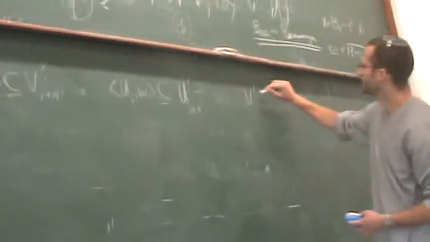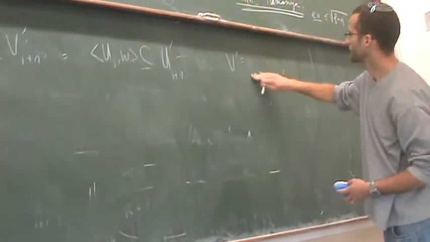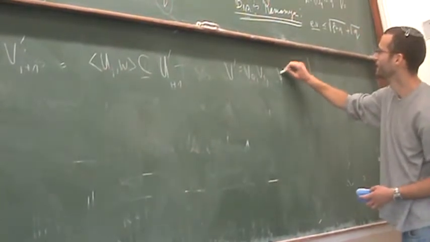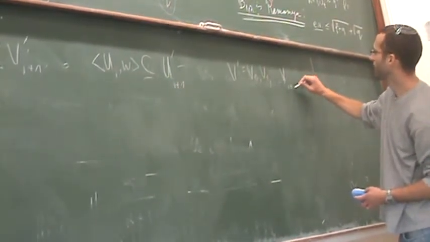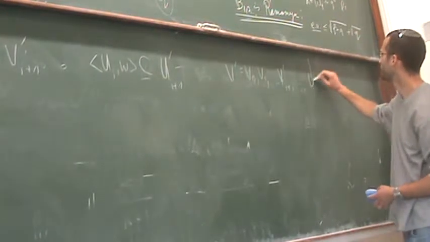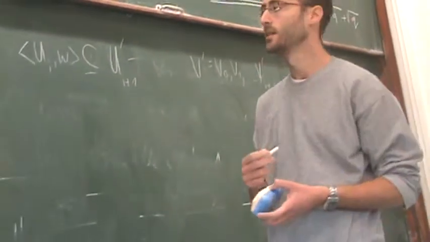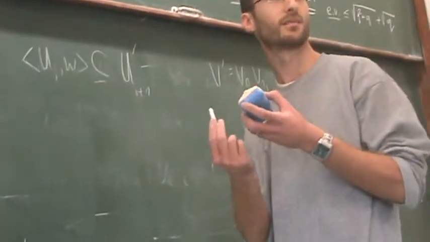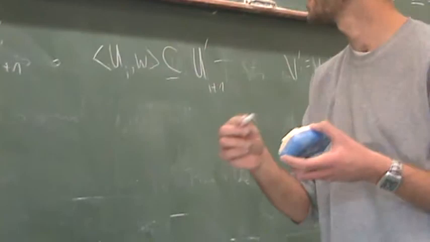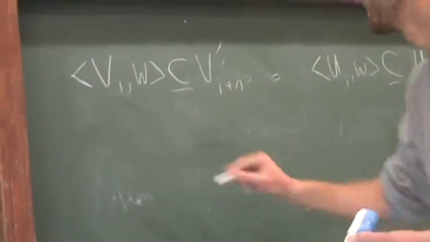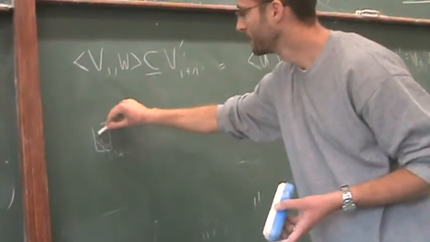And then v prime is just v0, v1 up to vi plus 1 prime, and the rest of them are unchanged, and u prime is the same. And what this gives us is that the intersection of vi plus 1 prime and ui plus 1 prime is one larger than the intersection of vi plus 1 and ui plus 1. So this is basically the proof of that.